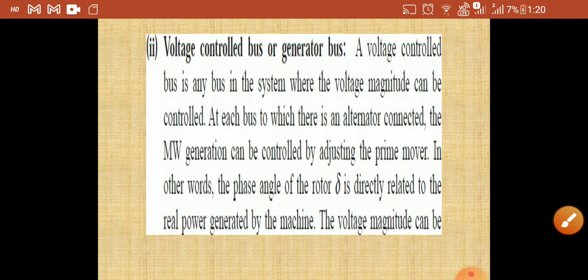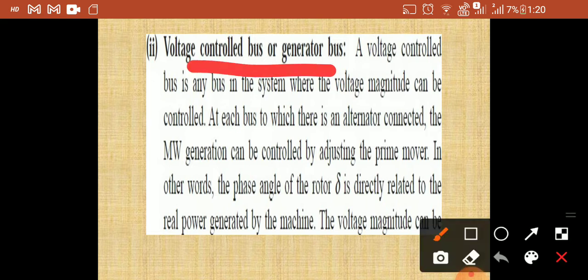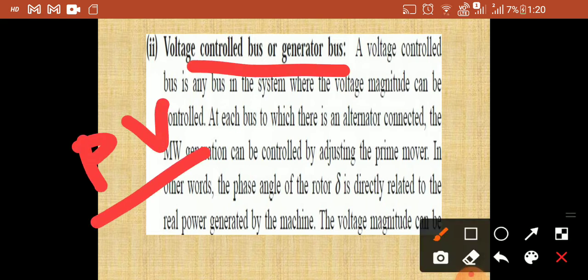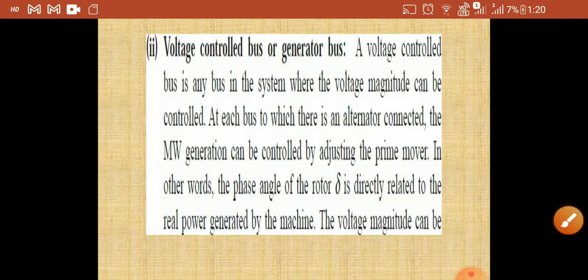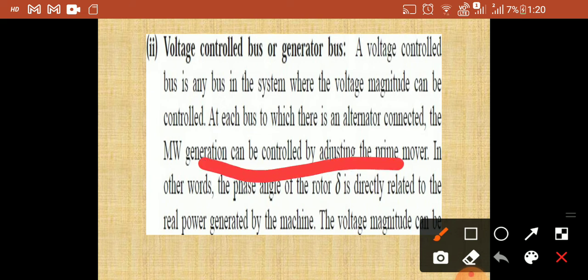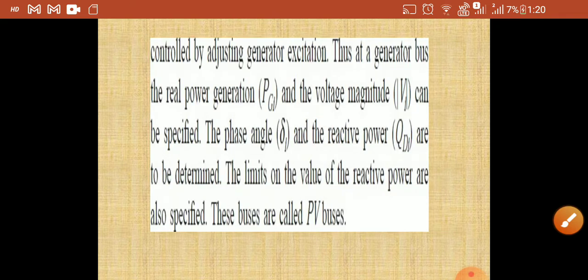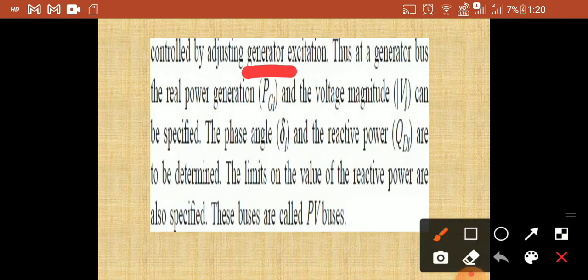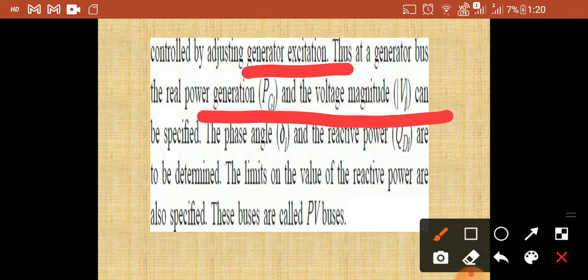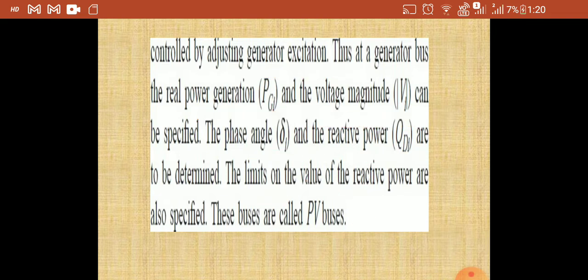The next bus is the voltage control bus, otherwise called the generator bus or PV bus. Here the voltage magnitude can be controlled. At each bus, the generation can be adjusted through the prime mover, so we adjust it to control the power generation by varying the rotor angle delta. The voltage magnitude can be controlled by adjusting the generator excitation. Here the generator excitation, power generation, voltage magnitude, phase angle and reactive power limits are all given, which is called the PV bus.